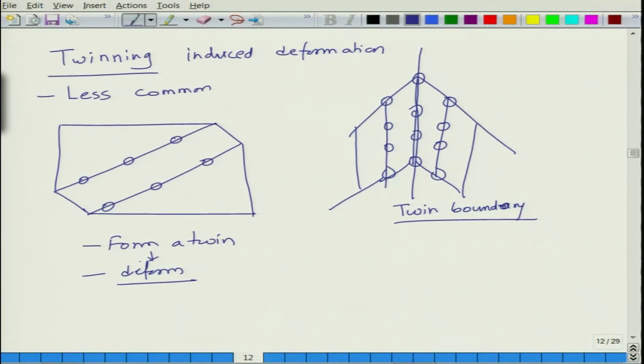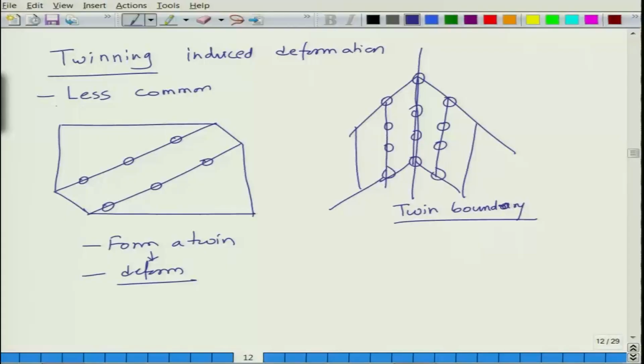Again there is no change in crystal structure of the material, no change in volume of the crystal. All you form is twins, and these twins lead to deformation in the material, but this is a very less common mode of deformation. In most materials deformation happens by a phenomenon called slip.